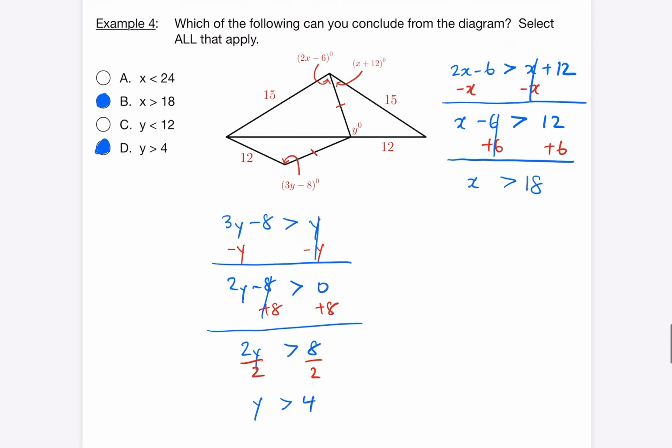All right, so those are the two conclusions that we can make from this problem. Hopefully this made sense. If you have any questions or something wasn't clear, please go back to the beginning of the recording and listen to it again.